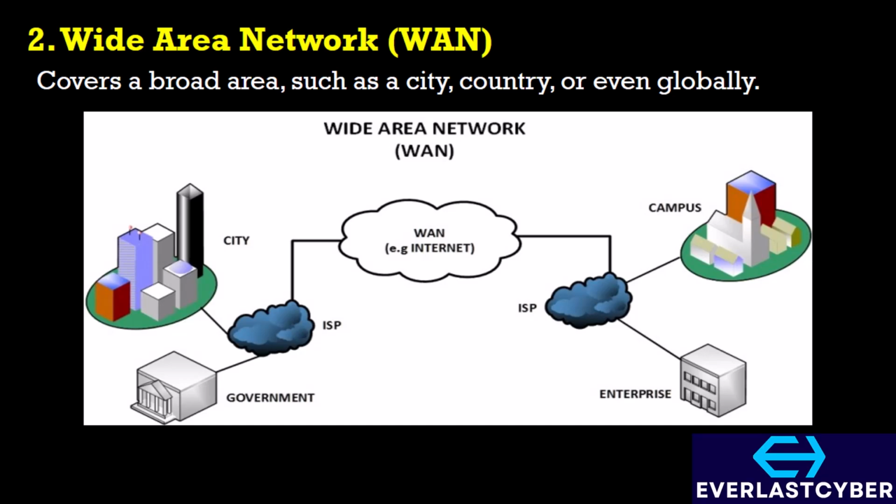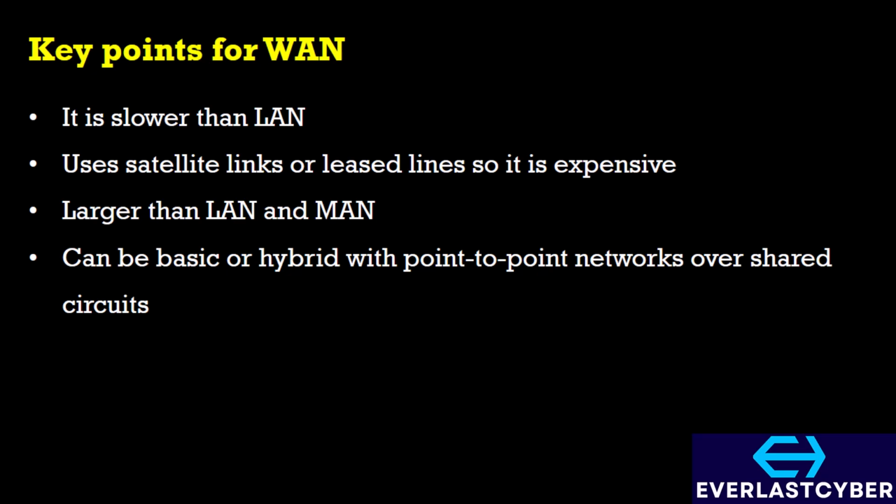Some key points to note for the WAN, like I mentioned earlier: it is larger than LAN and MAN. It can be basic or hybrid with point-to-point networks over shared circuits. It is slower than the LAN, and it uses satellite links or leased lines because it is expensive.